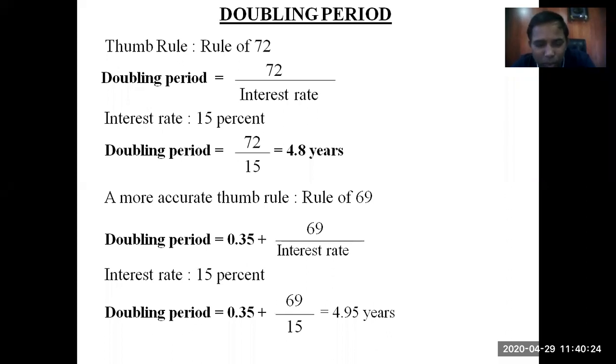If you need a more accurate answer, you can follow the alternate rule, which is the rule of 69. That is 0.35 plus 69 divided by the interest rate. You will find that there's a difference. Here it is 4.8 years, and here it is 4.95 years. So this is a more accurate answer compared to this one.